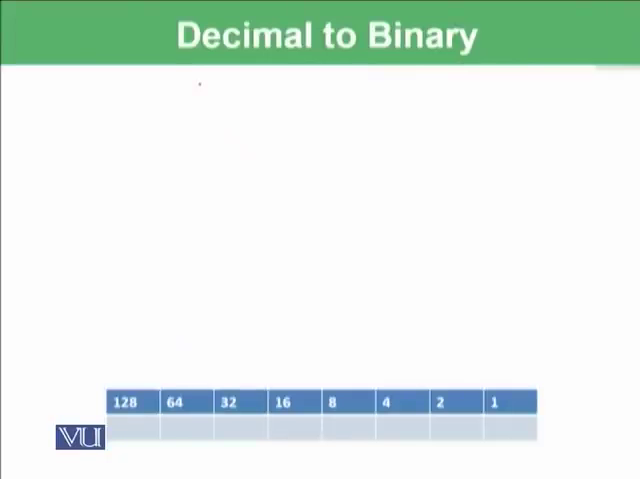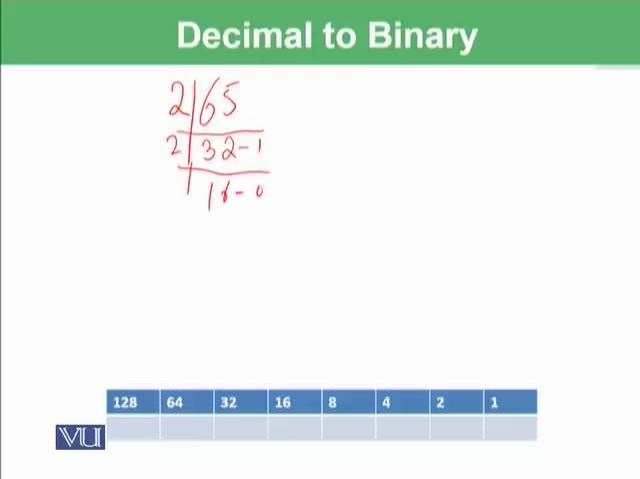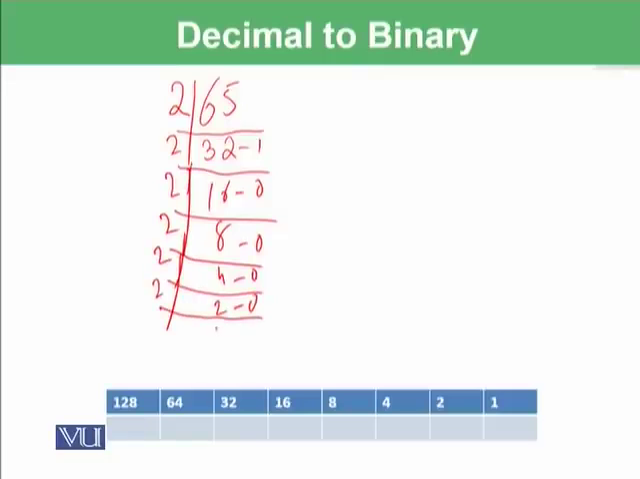So we have 65. Divide it by 2 because it's a binary division. 2 32s are 64, so we remain with 1. Then 16, 0, 8, 0, 4, 0, 2 2s are 4, 0, and 2 1s are 2, 0. And then you need to write from bottom to top.